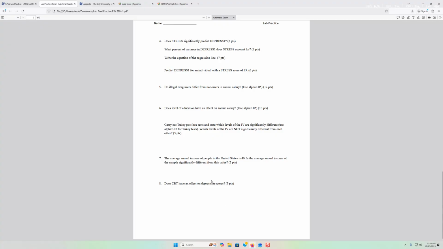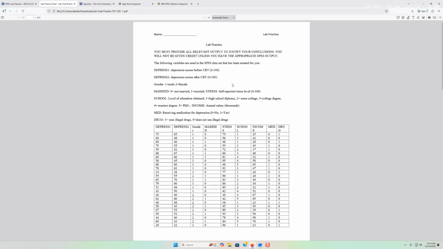The last one, does CBT have an effect on depression? Well, if you look at the key here, depression 1 is depression before CBT. CBT is cognitive behavioral therapy. It's a very common therapeutic technique to treat depression. And depression 2 is depression scores after CBT. So you have a before and after phenomenon here.